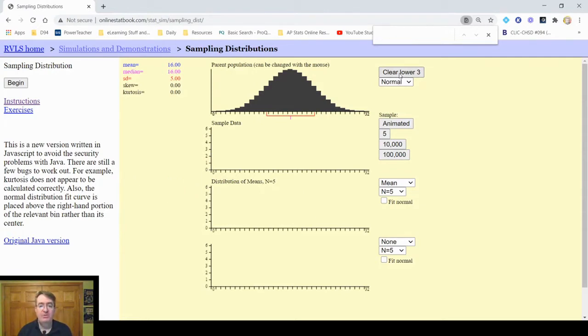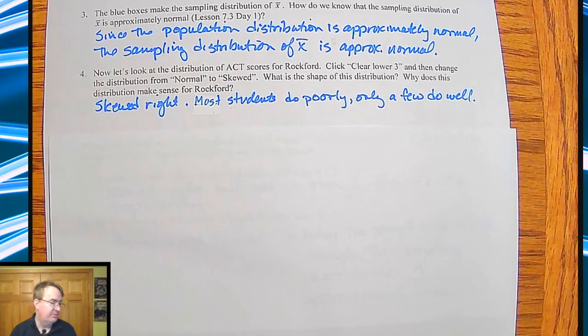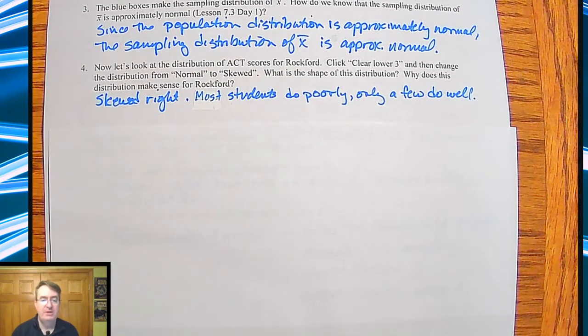We are going to clear the lower 3, and then we are going to go down here and say it's skewed. Now notice the data is skewed over to the right. So that's what you're going to end up writing down here in section 4. Make sure that pops up. So it's skewed right. Most students do poorly, only a few do well.